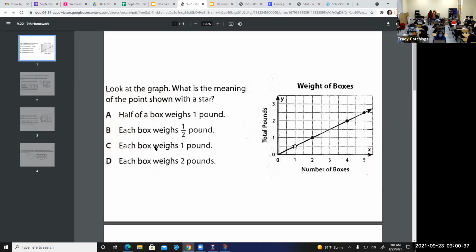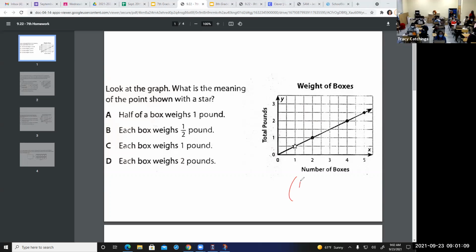So homework last night. Number one said, look at the graph. What's the meaning of the point shown with a star? Somebody talk to us. The star is in the middle of 0 and 1. I'm a little confused about that. Somebody else? It is 1 and 1/2? The x is 1. The x is 1. I love it.